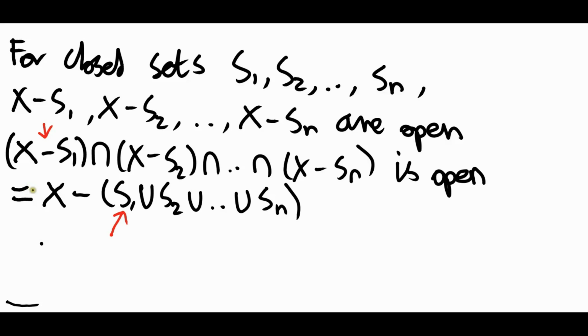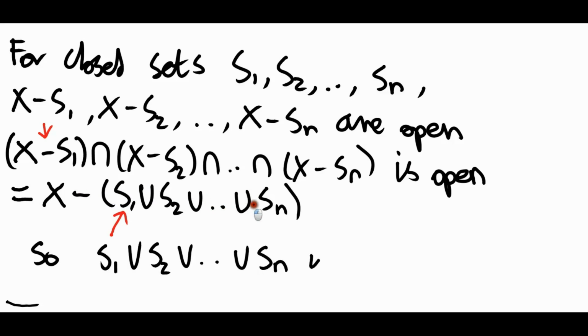And so we have that S1 union S2 union ... Sn is closed. Why is it closed? Because its complement is open. So there we have it. We've proved proposition 2.